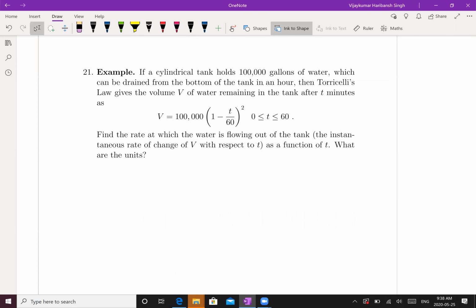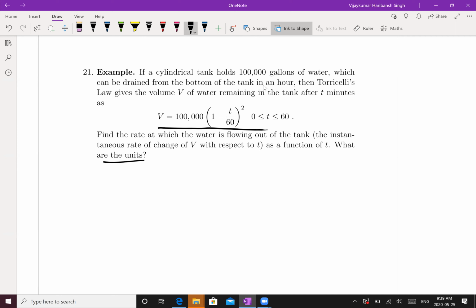So let's do this problem. So let's read this problem. If a cylindrical tank holds 1,000 gallons of water, which can be drained from the bottom of the tank in an hour, then the Torricelli law gives us the volume of the water remaining in the tank after t minutes is this. Find the rate at which the water is flowing out of the tank, the instantaneous rate of change of v with respect to t. What are the units?